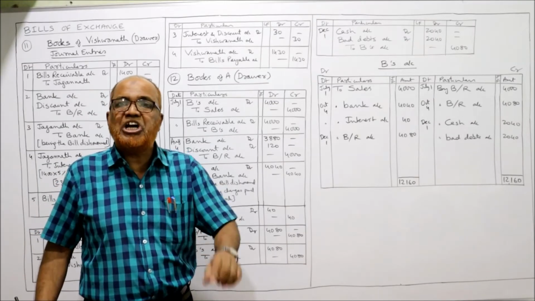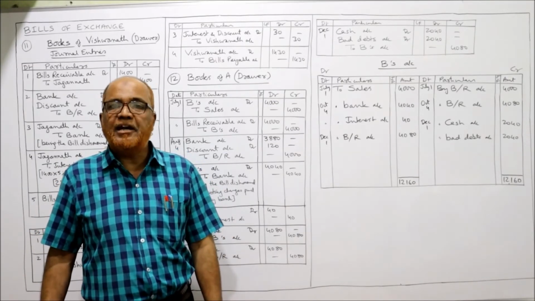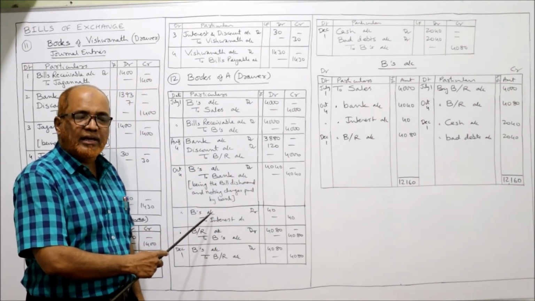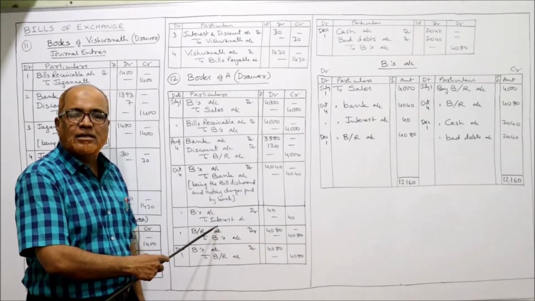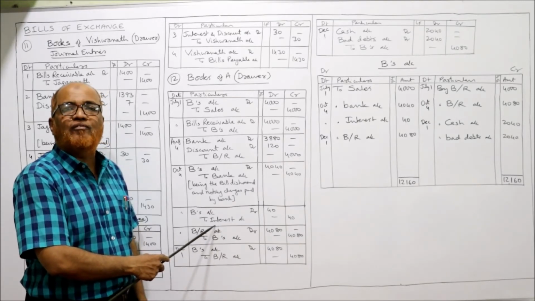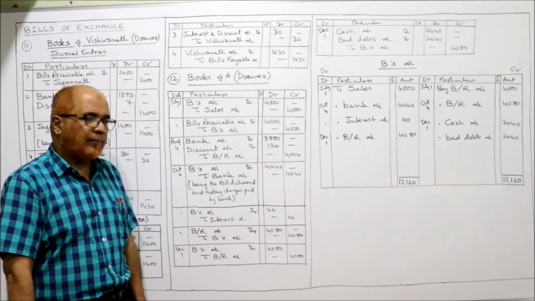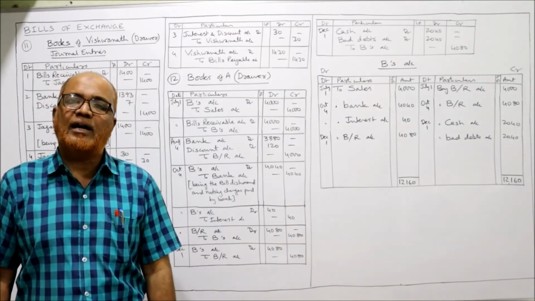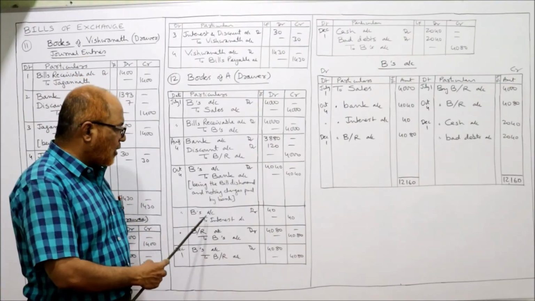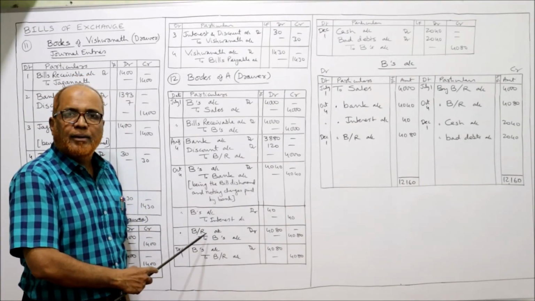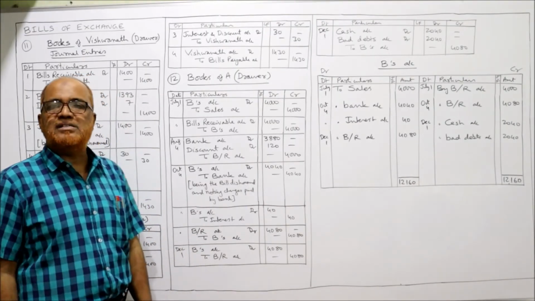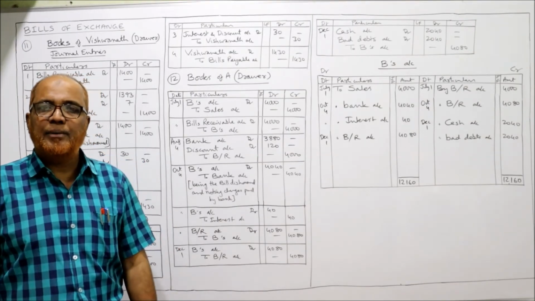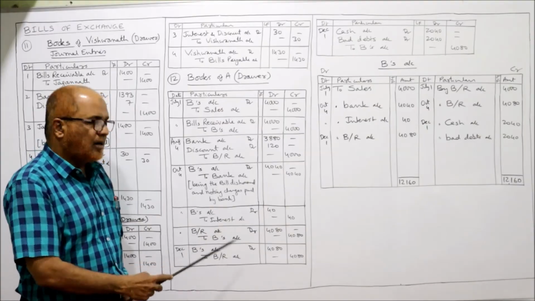So interest will be credited. The entry will be B's account debtor to interest, being the interest due from B. Now a new bill is received for 4080. So the entry will be bills receivable account debtor to B's account, being the acceptance of the new bill receipt.